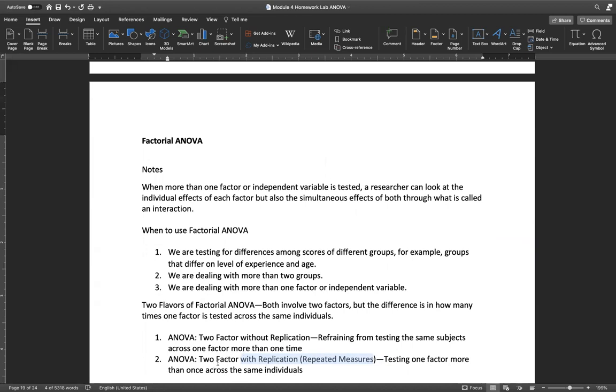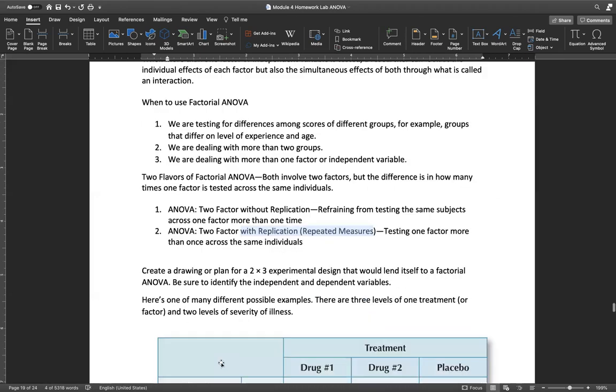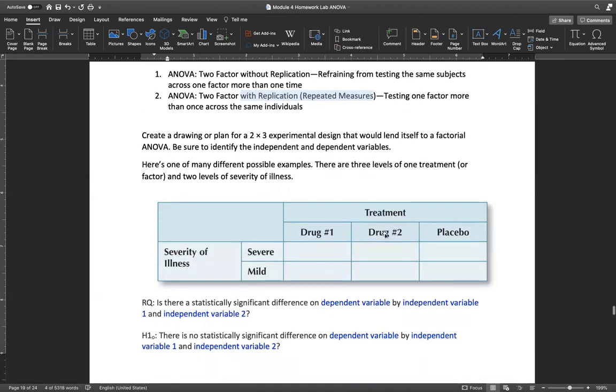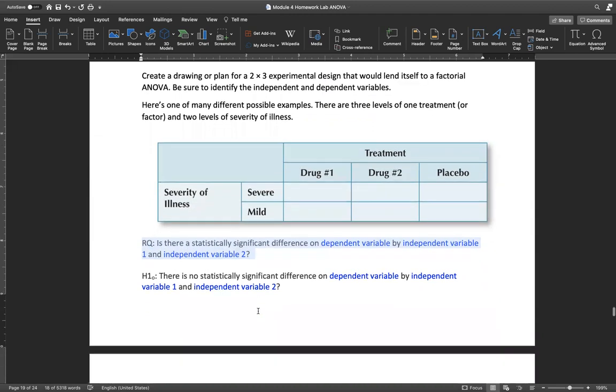So think of this as kind of your dependent ANOVA, and this is your independent ANOVA. And this one, we're testing them multiple times, and we have multiple groups that are being tested multiple times. So an example would be something like this. I have treatment and severity, and under the treatment, I have 3 types of drugs that they could get, and I have the type of severity of illness. This is an example of how I might write my template for writing a research question for Factorial ANOVA.